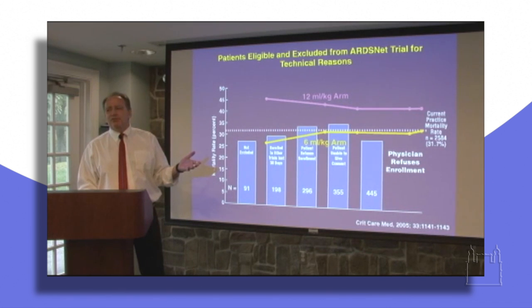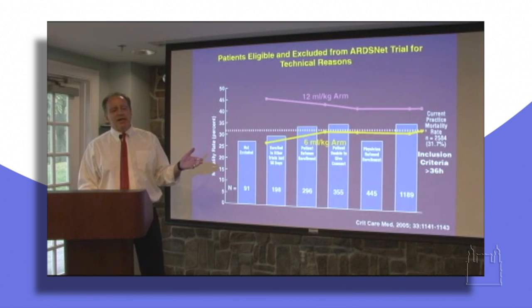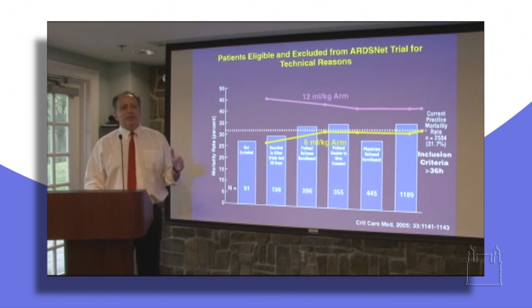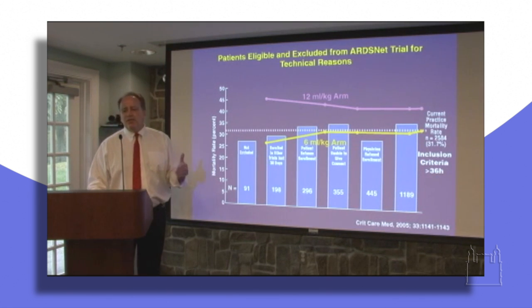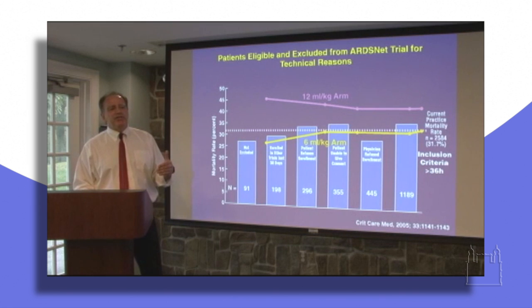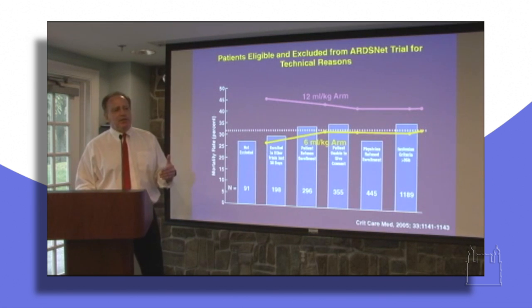445: the physicians who saw what was going on in this trial refused to enroll their patients. Their patients were willing to enroll, but the physicians said they wouldn't let them into the trial. It's the second largest group. And 1,189 patients had to meet inclusion criteria within 36 hours. They had already been on ventilation for more than 36 hours, so they were excluded. But it looks like a pretty consistent approximation of usual care.